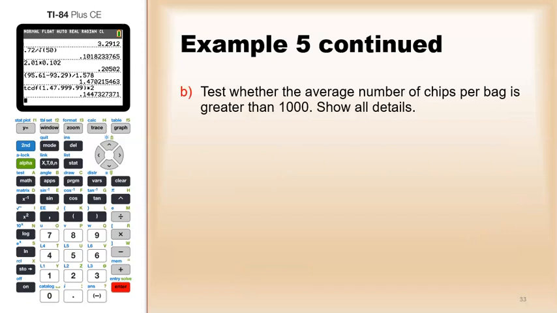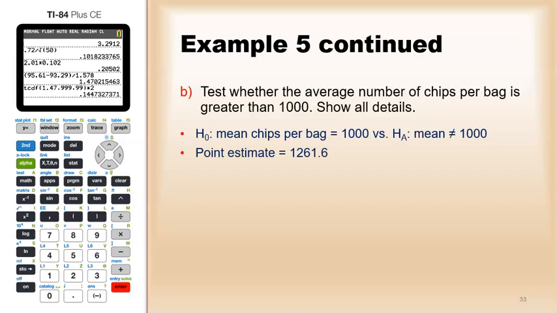Now, let's test whether the average number of chips per bag is greater than 1,000. We start off with the hypotheses. So, my null hypothesis is that the mean chips per bag is 1,000, versus an alternative hypothesis that the mean is not equal to 1,000. Could be more, could be less.